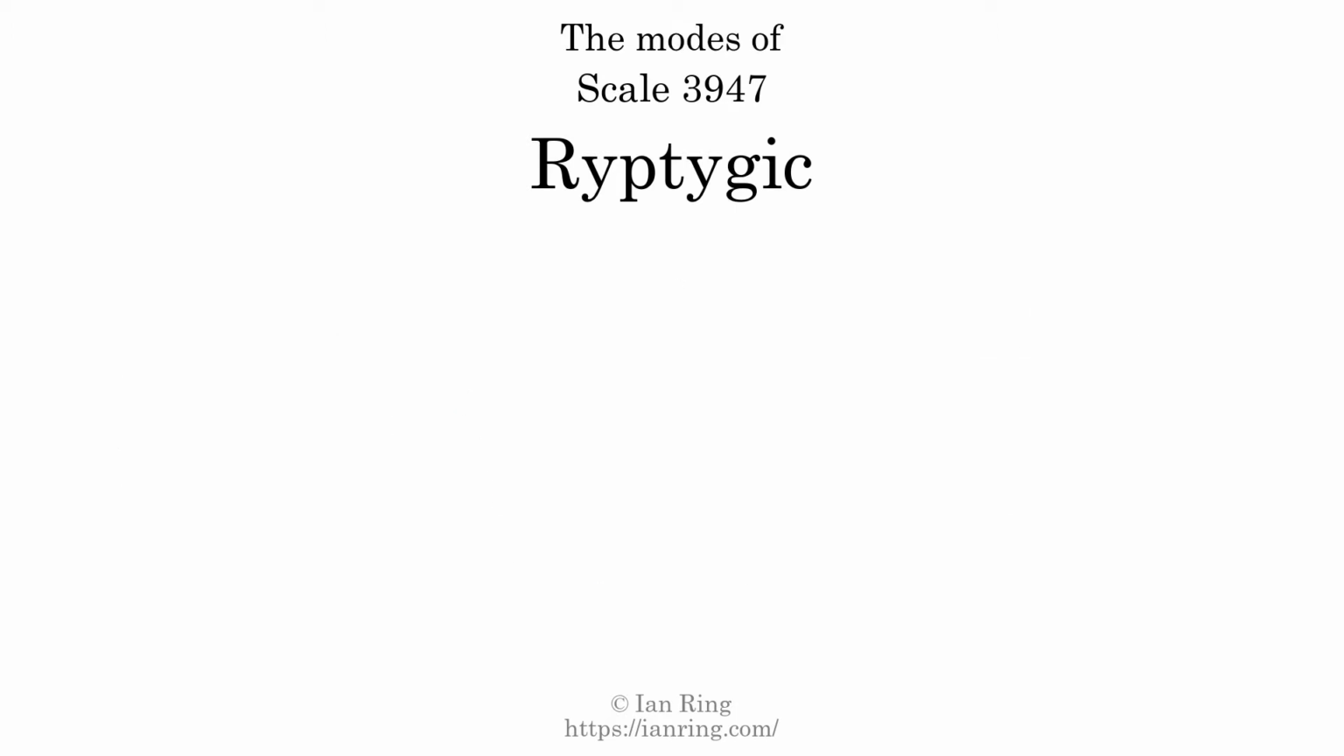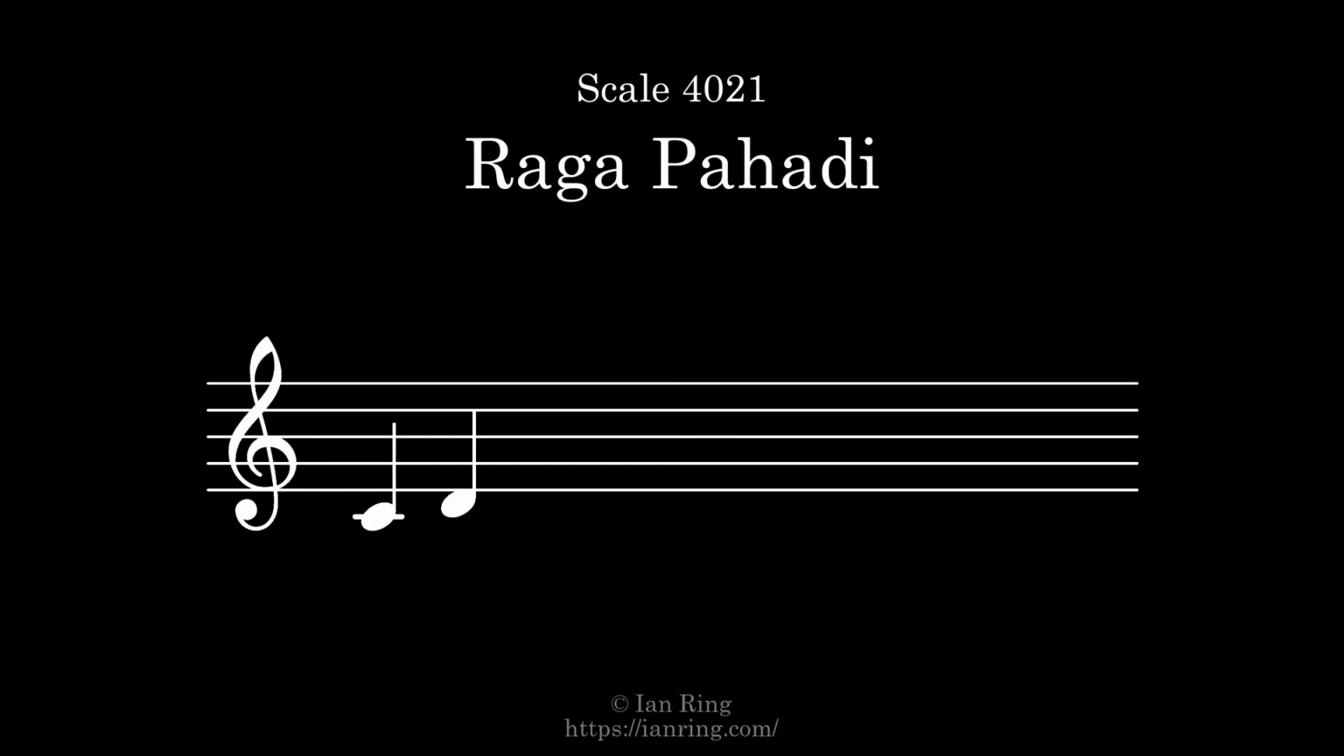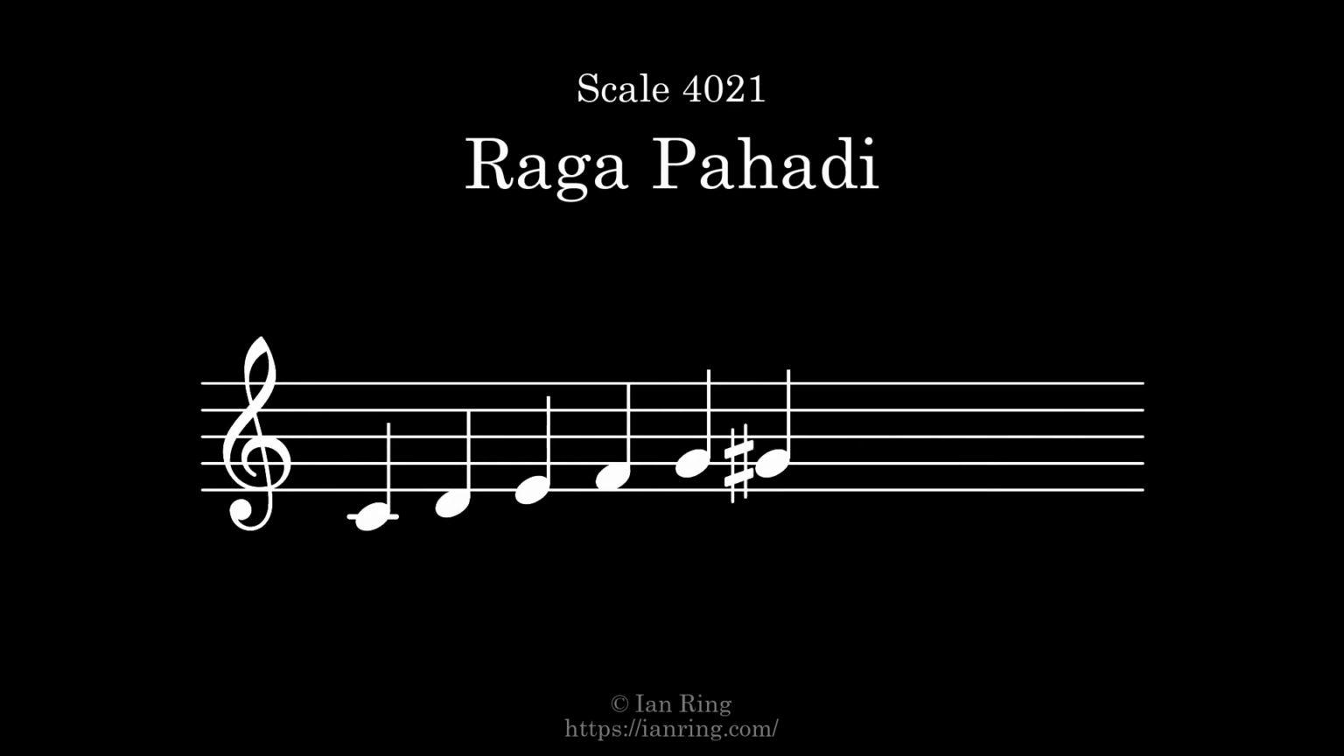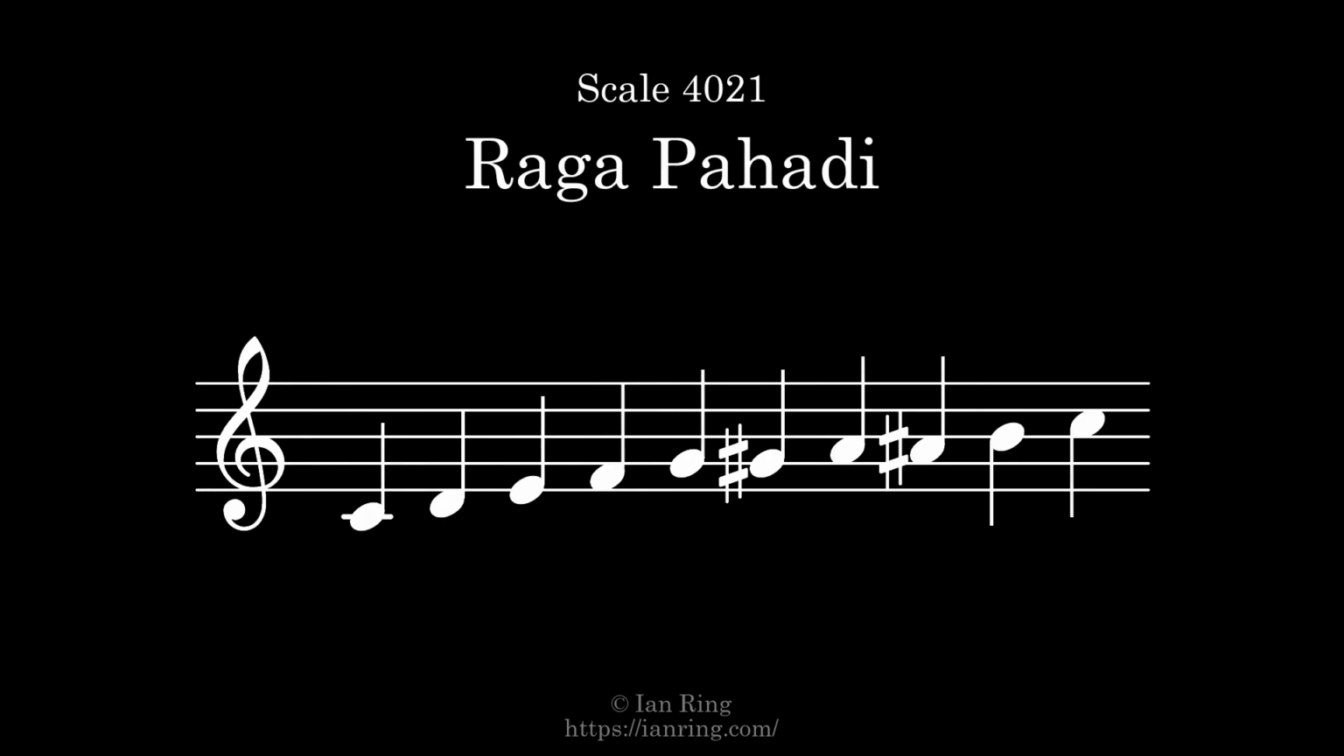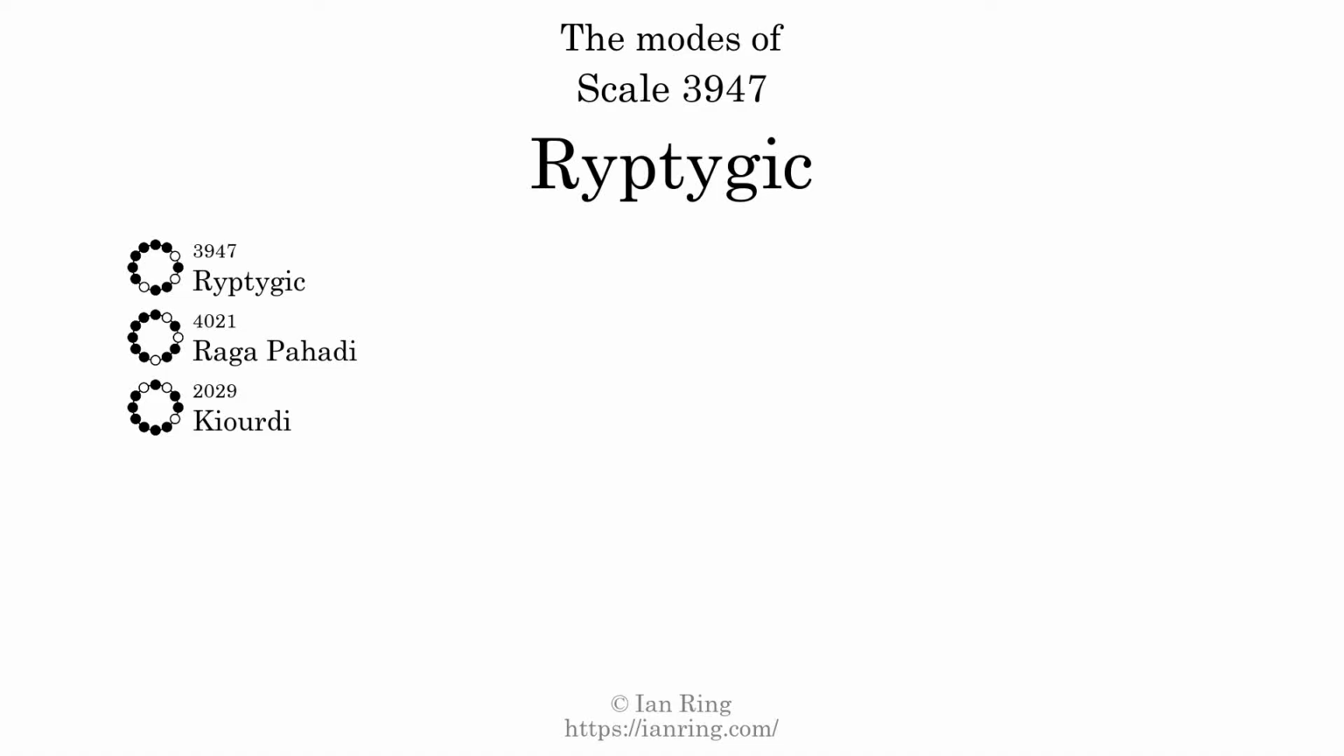This scale has 9 modes. The first mode is itself. The second mode is scale 4021, also known as Raga Pahadi. It sounds like this. The third mode is scale 2029, also known as Kailadi. It sounds like this.